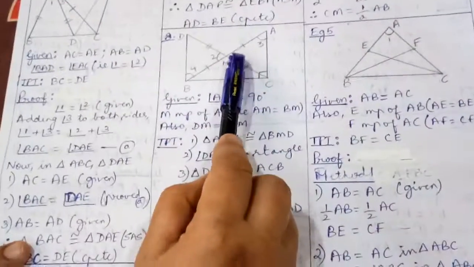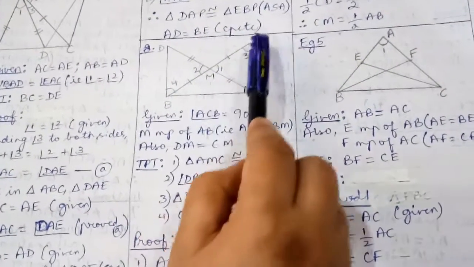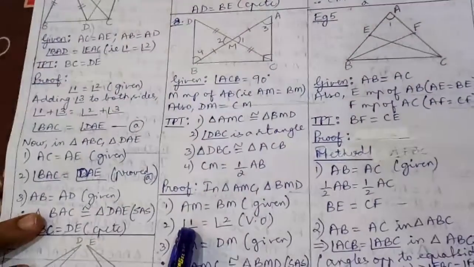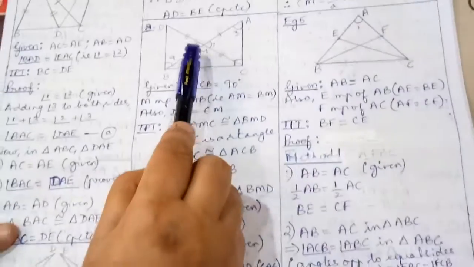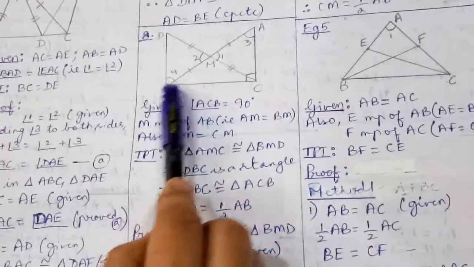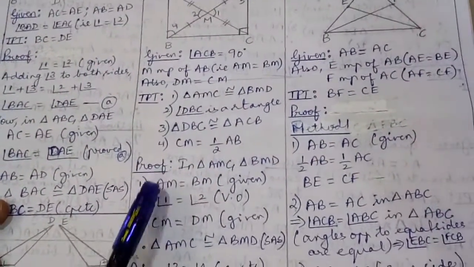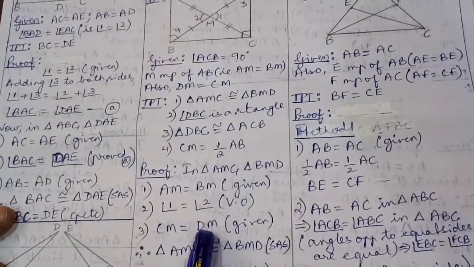And you can see that angle 1 and angle 2 are the included angles. Angle 1 is contained by the sides AM and CM. And angle 2 is contained by the sides BM and DM.